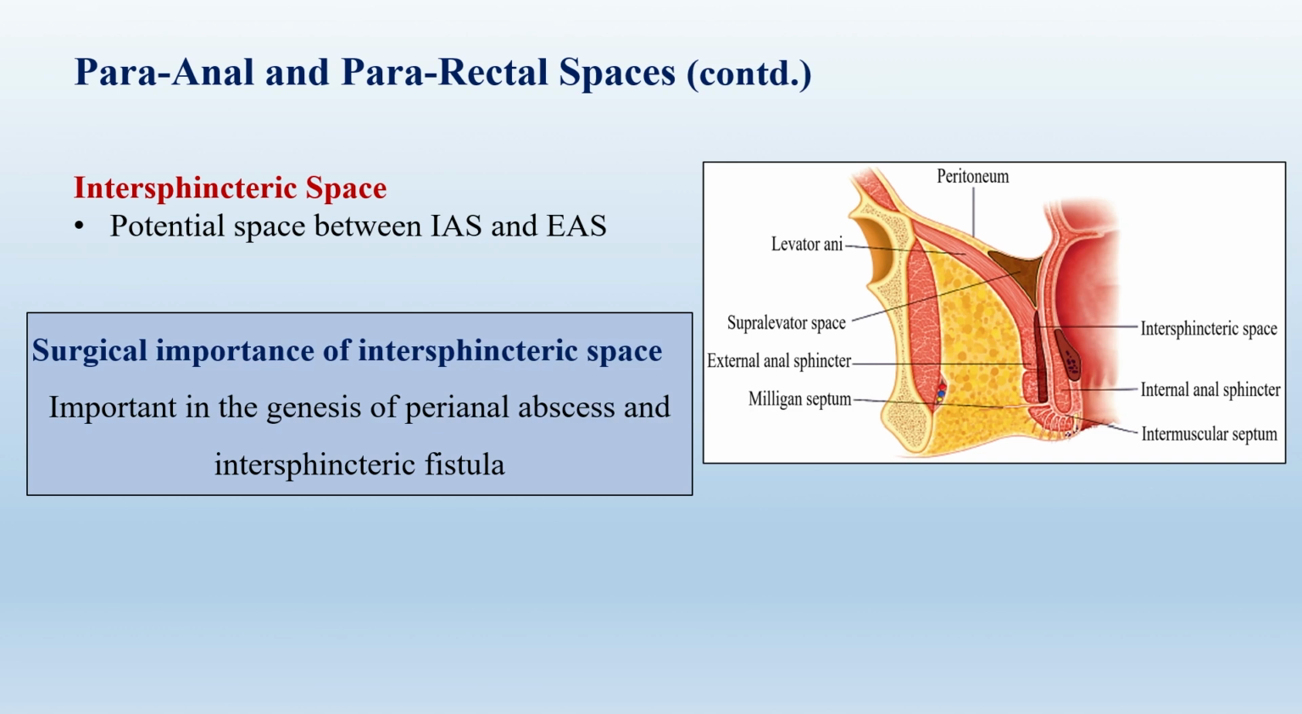Intersphincteric space, as the name indicates, is between the internal and the external anal sphincter. Now, whenever you read any publication, 1956, 1958 by Eisenhammer and 1961 by Parks, they have all said that this is a space from where an abscess or a fistula starts. That is the intersphincteric space, and that is its importance.